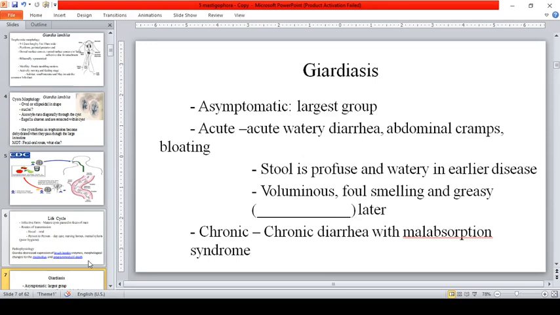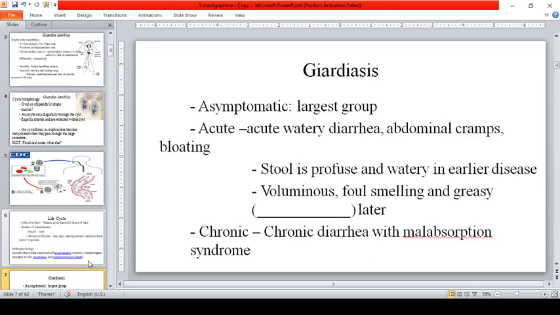So, stool is profuse and watery in early disease. There is also a voluminous, foul-smelling, and greasy stool. Okay, so greasy, foul-smelling, voluminous, that refers to steatorrhea. Magkakaroon ng voluminous, foul-smelling, and greasy stool later. Kapag early pa lang, stool is profuse and watery, pero kapag tumatagal, nagiging steatorrheic na siya.